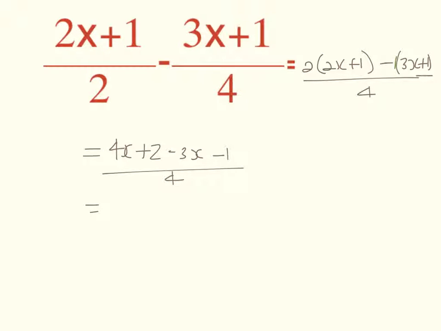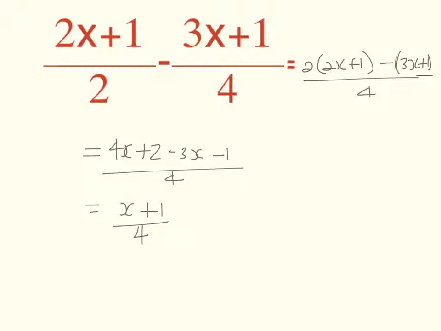And then again I will combine, or in this case subtract. 4x take away 3x is x, or 1x if you so desire. This 2 take away that 1 is going to be plus 1, and that is over 4. And guys, believe it or not, that is it. Alright, so you try some of your own ones and see how that works out.